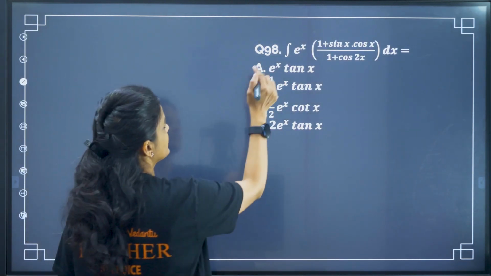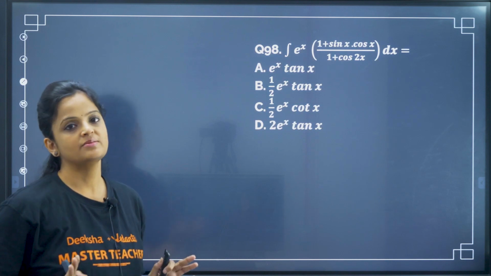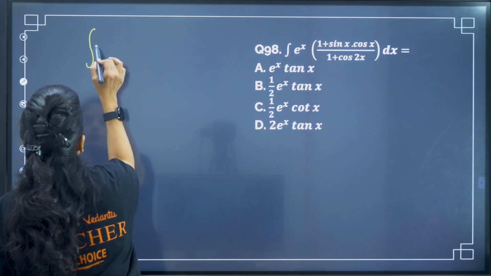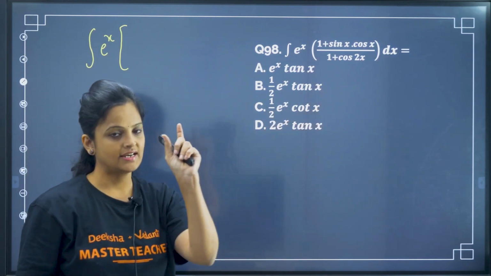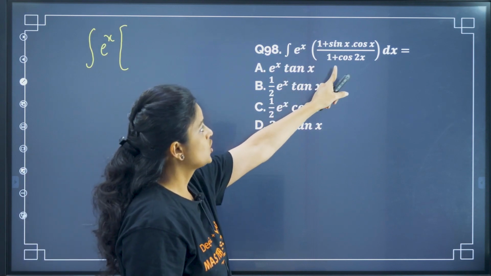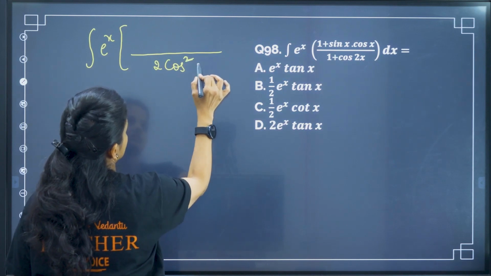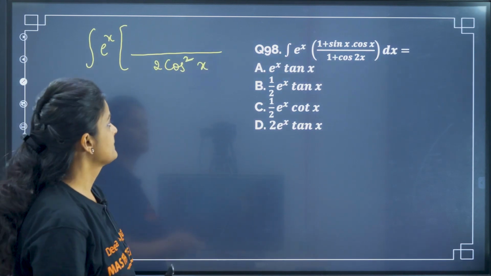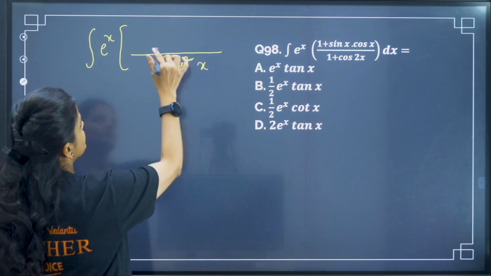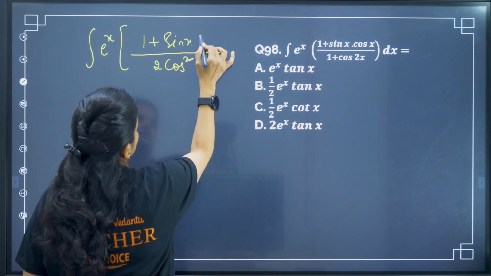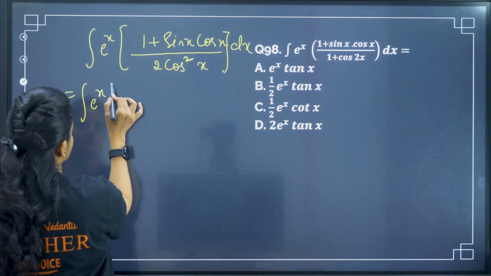This is slightly tricky because the terms are like that. If you know how to write it directly, it becomes very simple for you. Okay, so let's take the question. You know that 1 plus cos 2x, first let's see the denominator. 1 plus cos 2x can be written as 2 cos square x. If you don't know, just recall it. Recall all the trigonometric formulae. The numerator stays as it is. This step you can avoid.